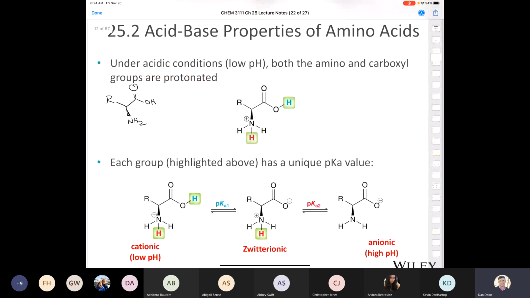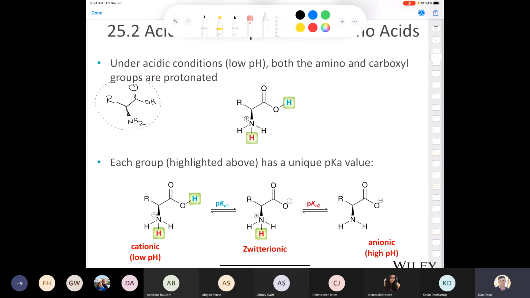It says that under acidic conditions, or low pH, both the amino group and the carboxyl group are protonated. Well, why would that be? It's because the amino group is basic, isn't it? We spent a whole week talking about amine chemistry. So this is basic and this is acidic. In a strong acid, what's going to happen? The acid isn't going to get protonated again, but the base is going to pick up a proton if we treat it with H+, at low pH. So then we're going to have a positively charged amino acid.